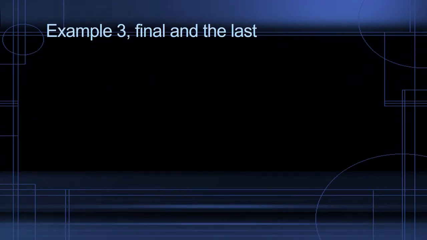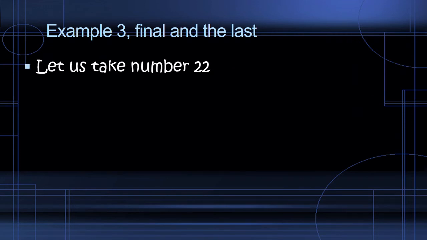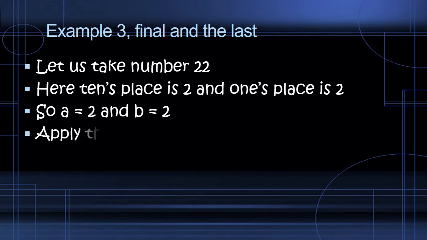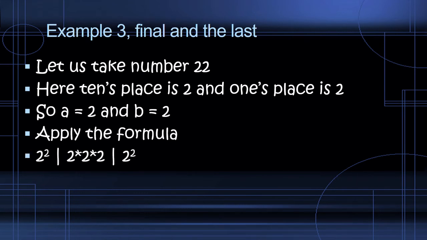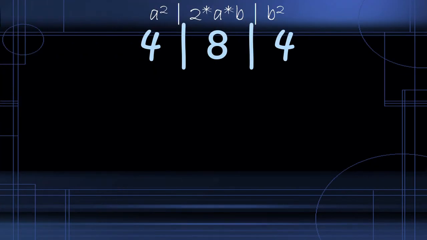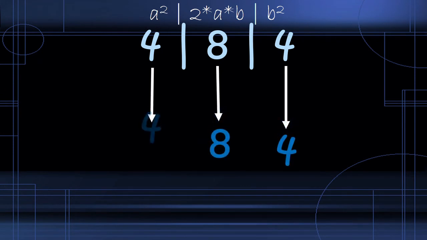Now let's take one more example. It will be our final and last example. Let's take 22 this time. Here the ones place is 2 and the tens place is also 2, which means a is 2 and b is 2. Now let's apply the formula, which means 2 squared, 2 times 2 times 2, 2 squared. After simplifying it, we get 4, 8, 4. And we are again going to start from right to left and keep dropping the ones place. Here we are going to drop the 4, then 8, then 4 again.